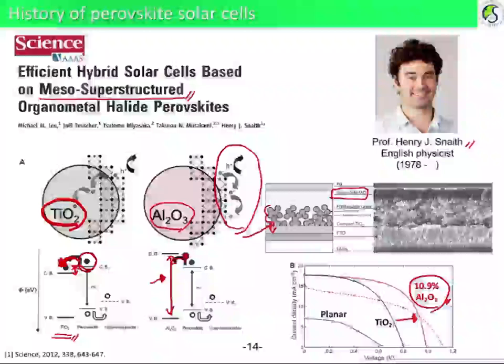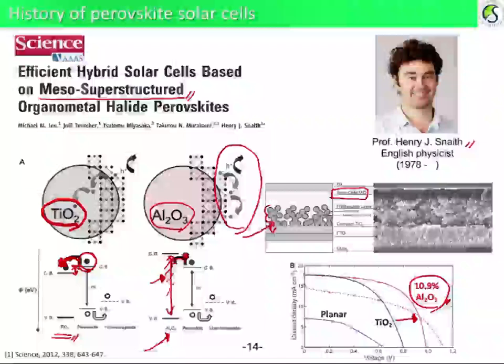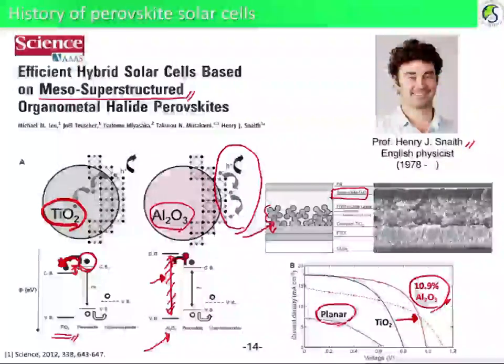But for the case of aluminum oxide, it does not accept the electron from the perovskite, so there should be no potential loss, which will lead to enhancement of the open circuit voltage. And importantly, in this paper, he shows that just a planar structure can also work, although the efficiency of the device was much lower than the device based on the mesoporous oxide layer.